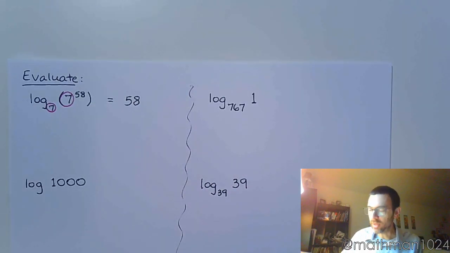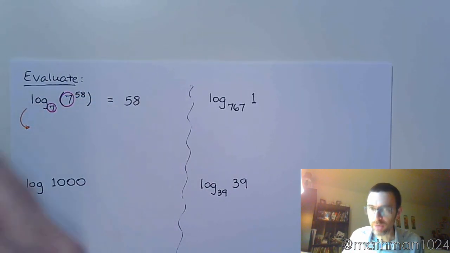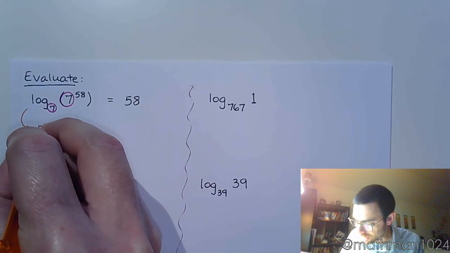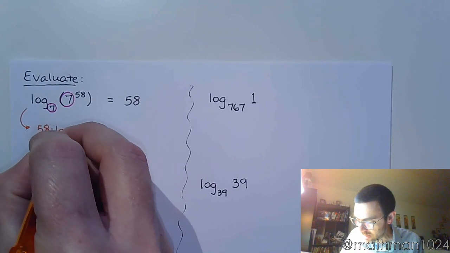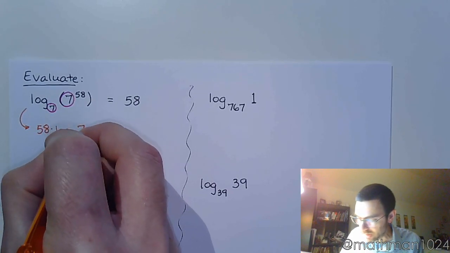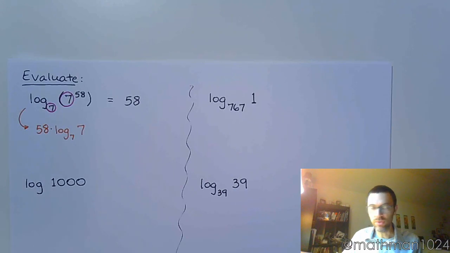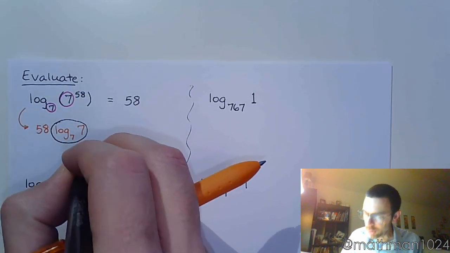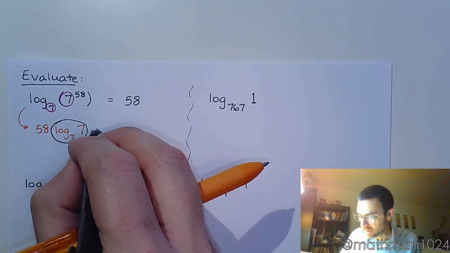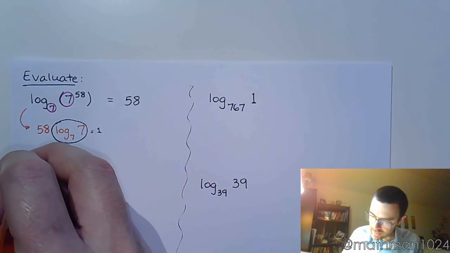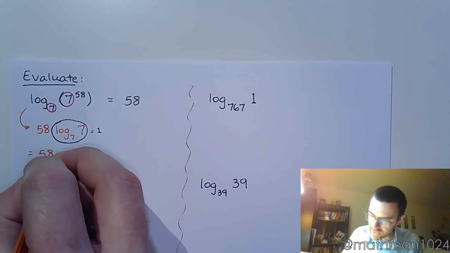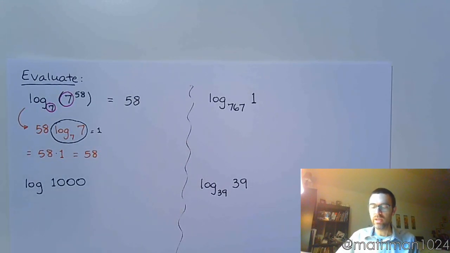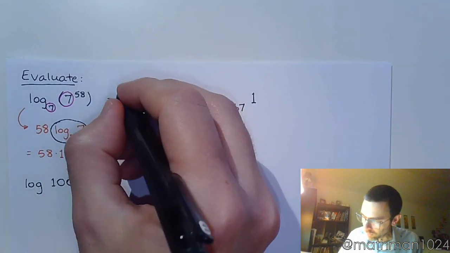Now, another way of looking at this, you can apply properties of logarithms and take this power inside and rewrite that out front to say 58 times log base 7 of 7. And if you do that, we recognize that log base 7 of 7 is equal to 1. So you have 58 times 1, which is still 58. So no matter how you slice it, the answer here is just going to be 58.